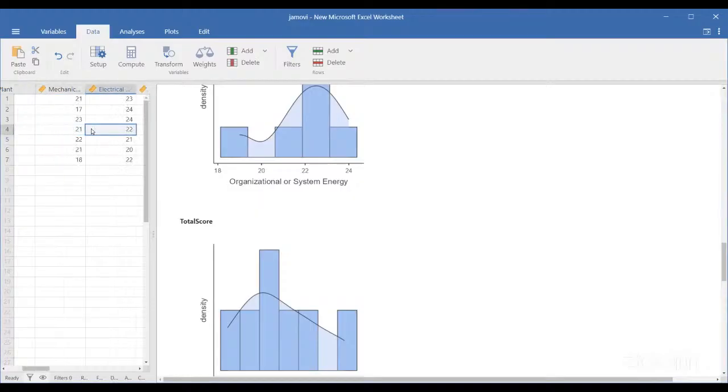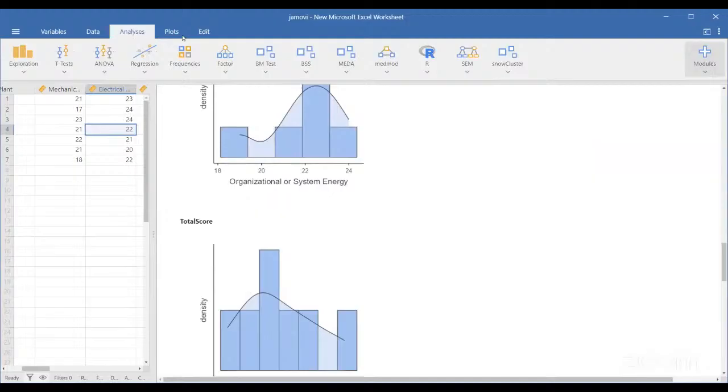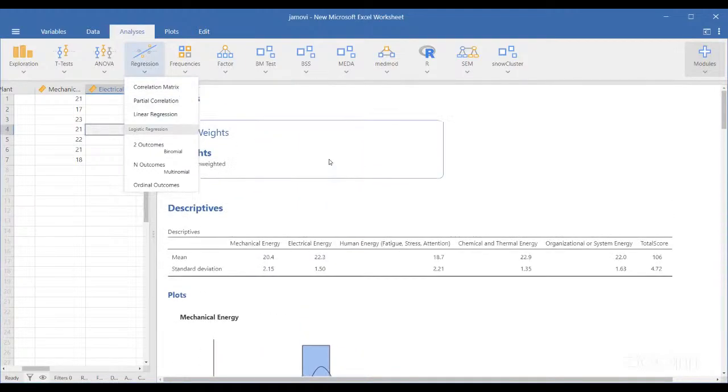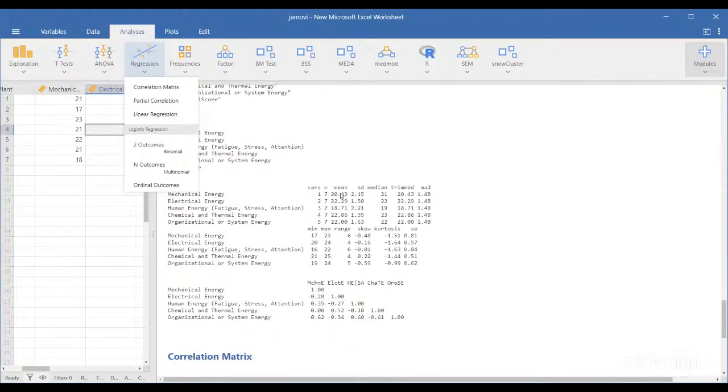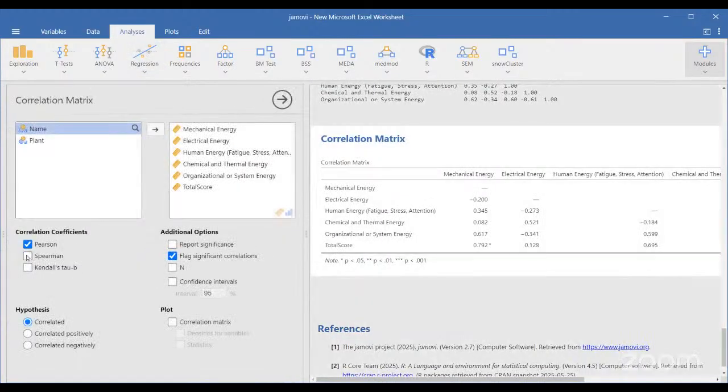Okay, now we can find out a rank order correlation. Go to the regression and the correlation matrix. I think rank is not possible here. Spearman rank order correlation. Spearman is there, sir? Yes, sir, Spearman is there. Okay, I'm removing Pearson now. We have to use Spearman.